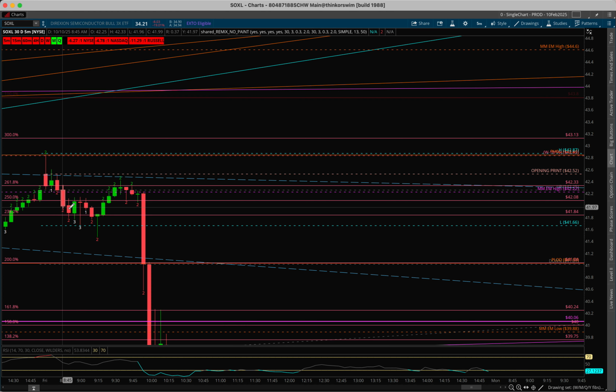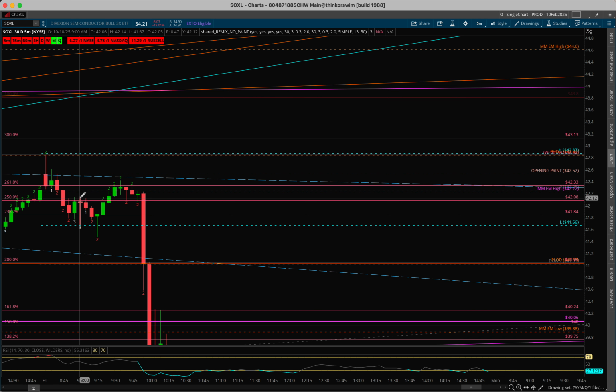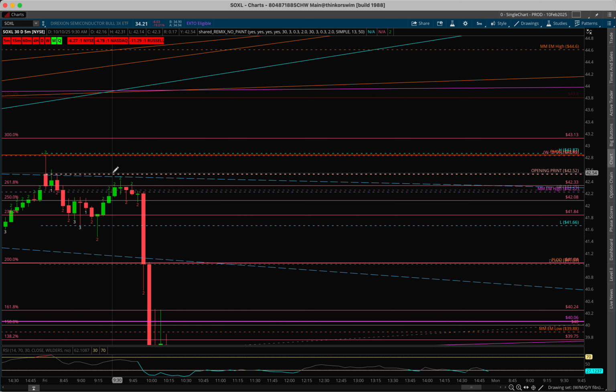We come down, we make a higher low comparative to this low right here from Thursday, and we go up and we make a lower high. So here, when the lower high is locked in, when price came down and wicked down below the low of this, you could have entered puts, right? It's a lower high underneath opening print, right?